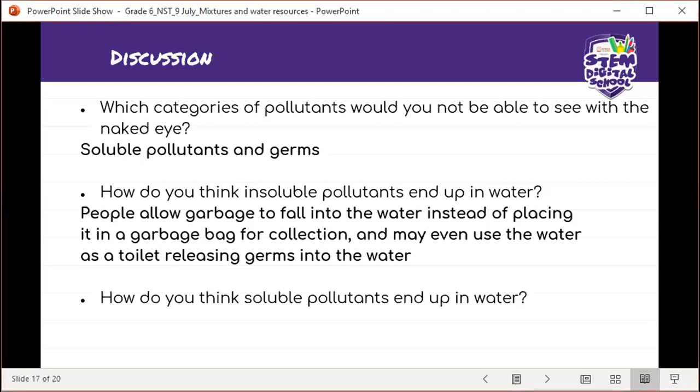Okay, last question. How do you think soluble pollutants end up in water? So remember the above question was talking about insoluble pollutants, those are the pollutants that we see. And this question is asking about the soluble pollutants, the ones that dissolve in water. How do they end up in water?